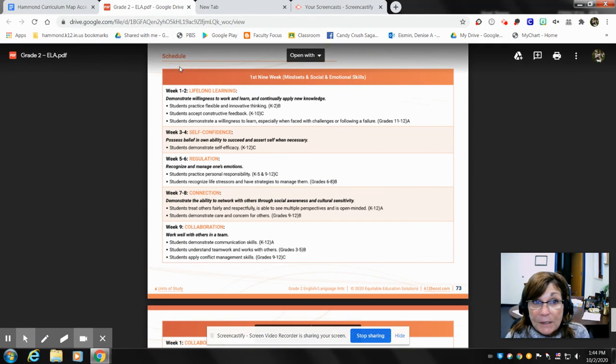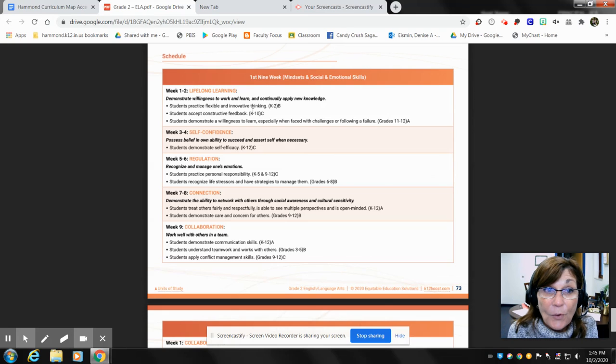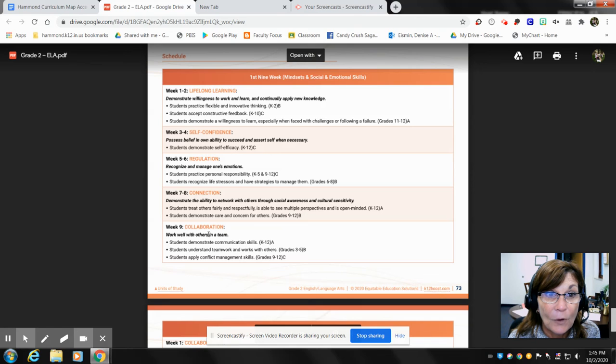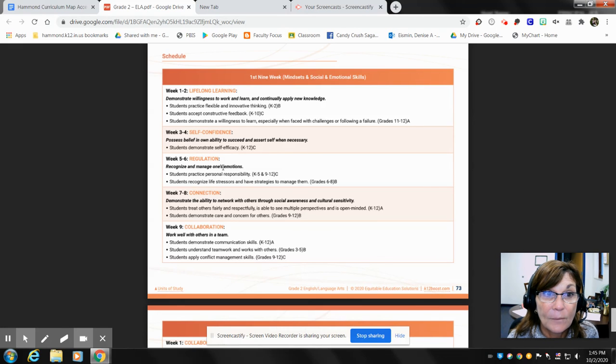And then at the end, there's a schedule like weeks 1 and 2 lifelong learning, and it talks about laying it out for mindsets and social emotional skills. So this might be something that we'll want to look at a little more down the road. Right now, we're all just getting our feet wet in this, but it might give us a framework that we could all work together on for that SEL, and keep those things going in one direction.